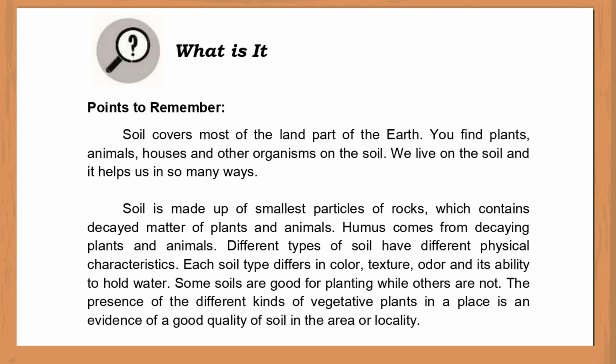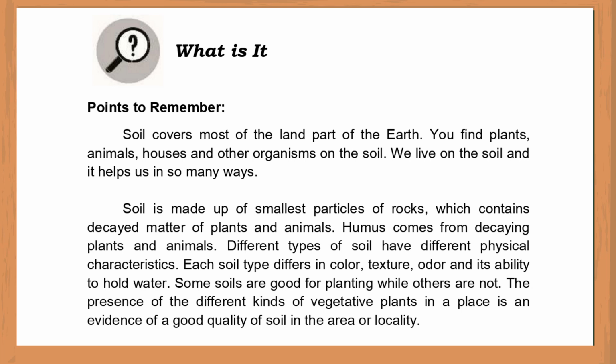So, what are the points to remember? Soil covers most of the land part of the earth. You find plants, animals, houses, and other organisms on the soil. We live on the soil and it helps us in many ways. So, soil is made up of smallest particles of rocks, which contains decayed matter of plants and animals. Humus comes from the decaying plants and animals.